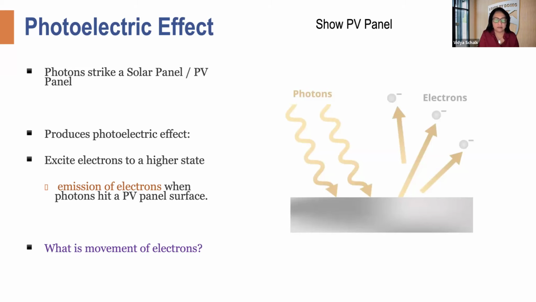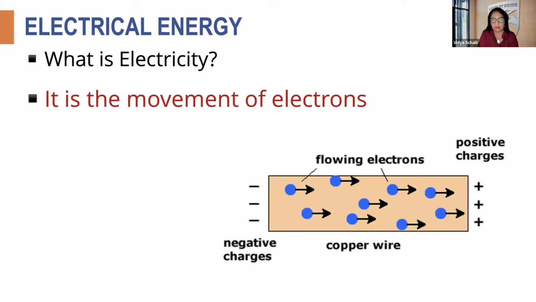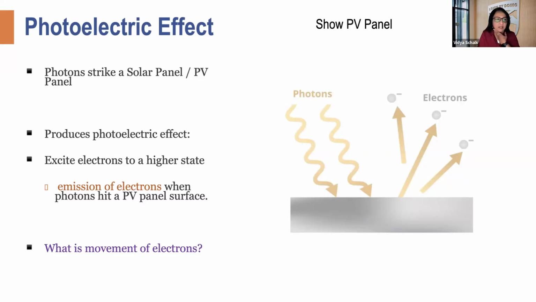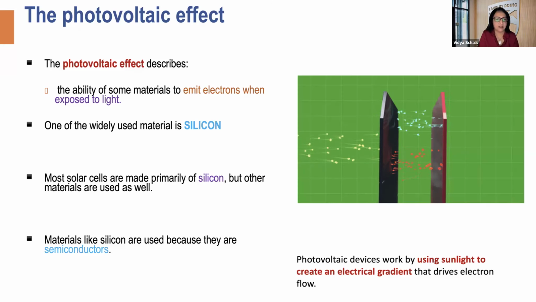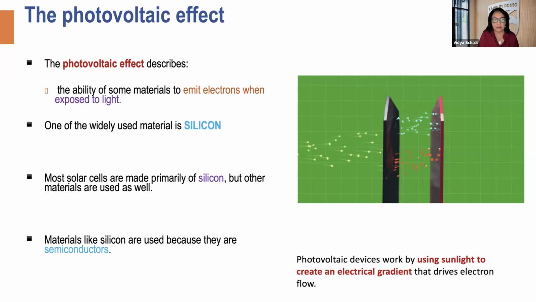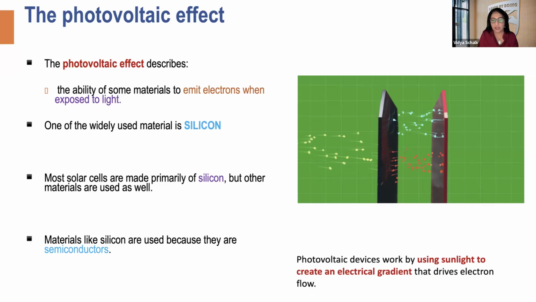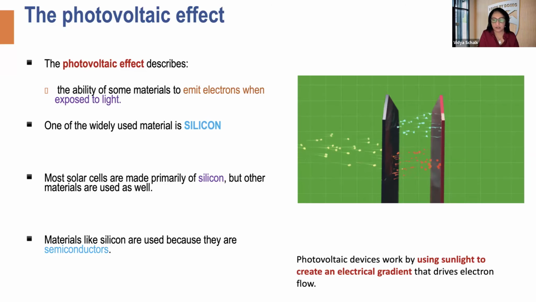Photoelectric effect is very simply that electrons are knocked off and then they start moving, and the movement of electrons is electricity. And then the fact that not all materials do that. Silicon does that. So, introduction to silicon.